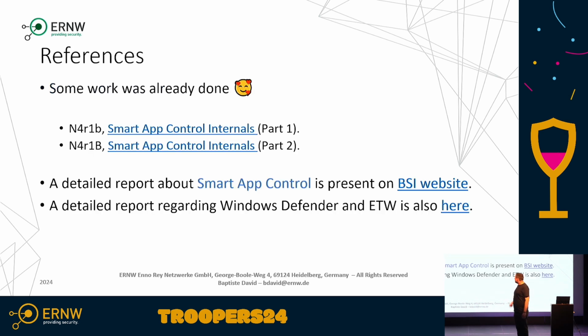And on that note, I need to mention some references, especially the work from the N4R1B blog, which has made a very good analysis of what happens in the kernel for ci.dll for Smart App Control. We reversed it another time by ourselves, just to check that nothing had changed. Some very small details changed, but the logic is always the same. It stopped before Windows Defender. We continued for Windows Defender. A detailed report of Smart App Control is present on the BSC website. And for those interested in ETW, there is another one, also from BSC, that we have written for them.